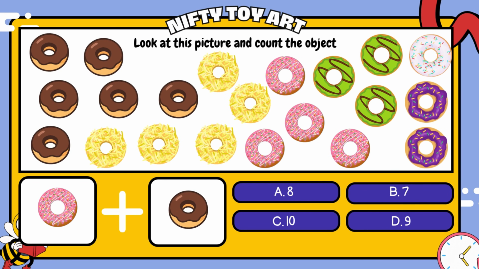I want to take all the strawberry donut plus the chocolate donut. So what is the total number of donuts? That's right, 10 donuts.